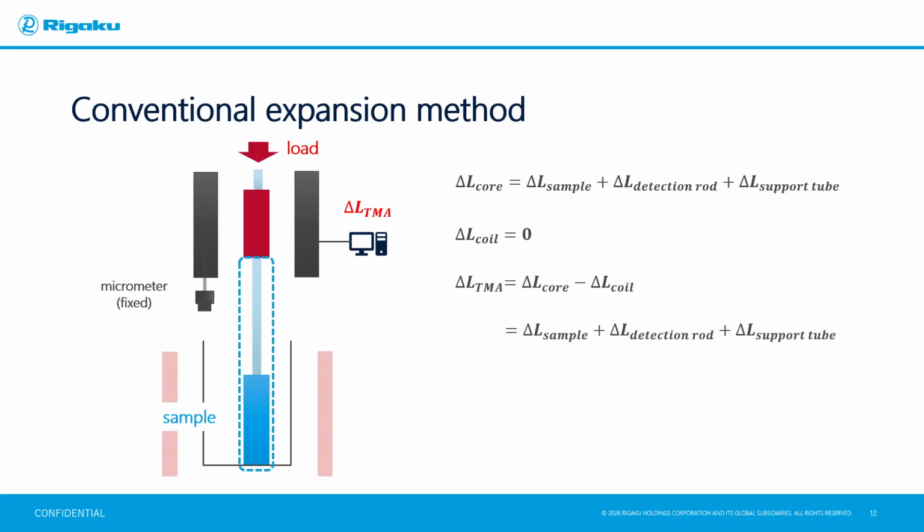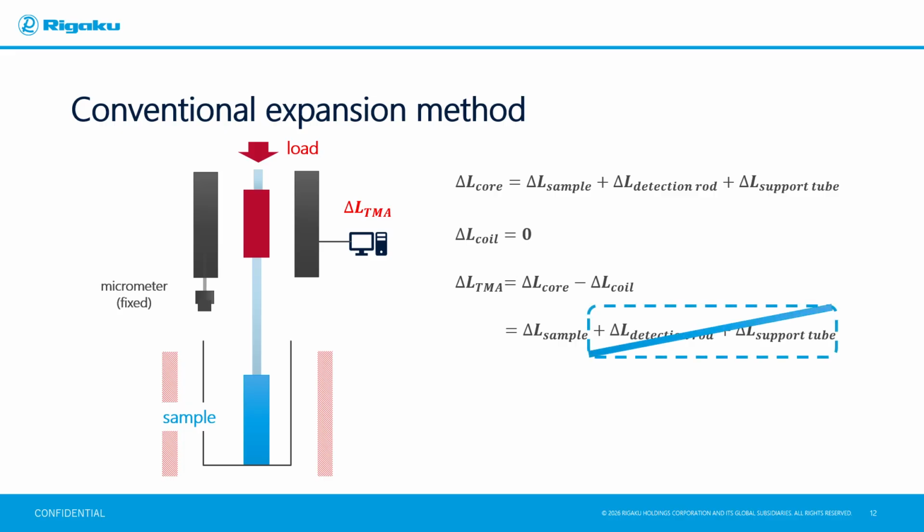The TMA output value, that is, the differential transformer output value, delta L TMA, is expressed as the difference between the delta L core and coil. In the conventional expansion method, delta L TMA equals the delta L core and is expressed as the sum of the delta L sample, detection rod, and support tube.